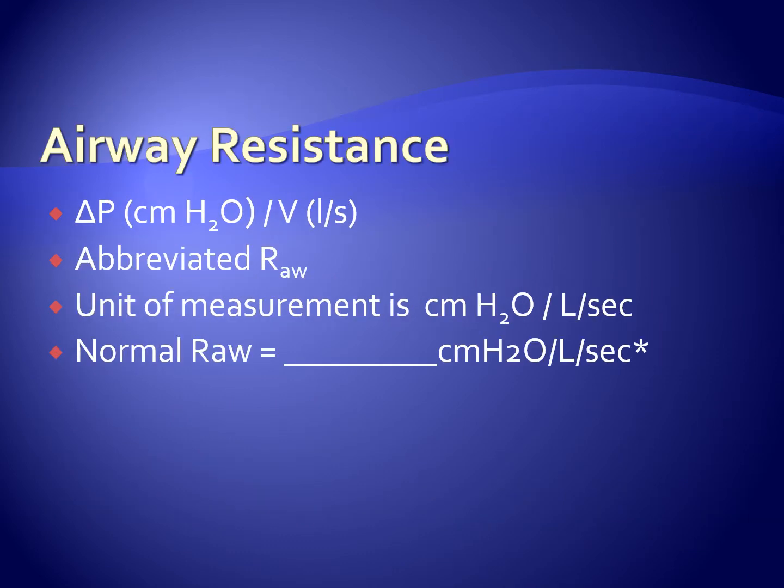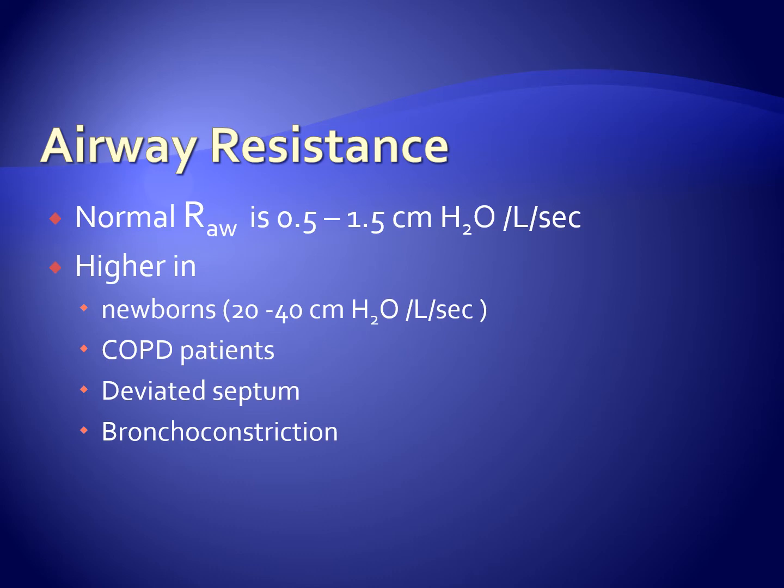So your unit of measurement, centimeters of water per liter per second, a normal Raw is 0.5 to 1.5 centimeters of water per liter per second, and this is assuming they're not intubated, right? This is for a spontaneously breathing individual. Now you'll see some sources that differ from here, but this is where Desjardins wants you to memorize this. So normal Raw, 0.5 to 1.5 centimeters of water per liter per second.